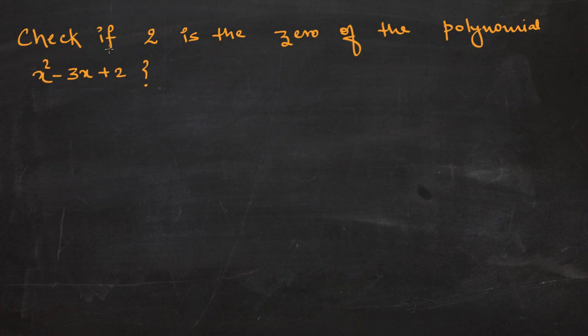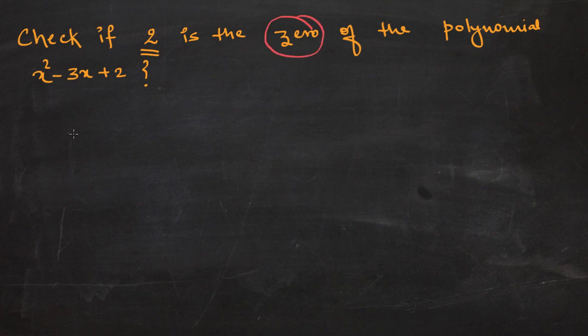Check if 2 is the 0 of the polynomial x square minus 3x plus 2. So we have a quadratic polynomial and we are asked basically to check if 2 is the 0 of this given polynomial. So first of all, the first question is, what do we actually mean by 0 of a polynomial?